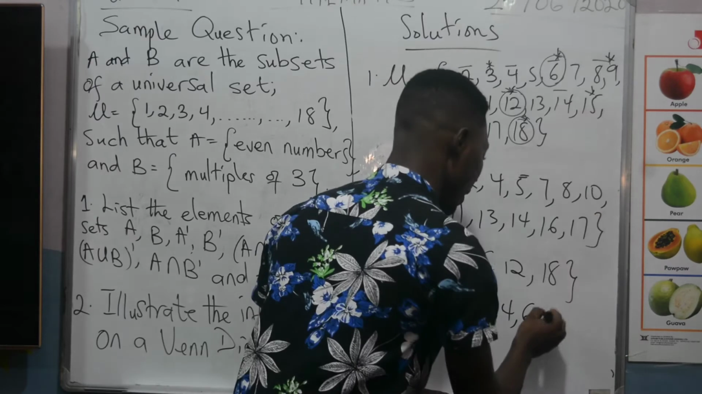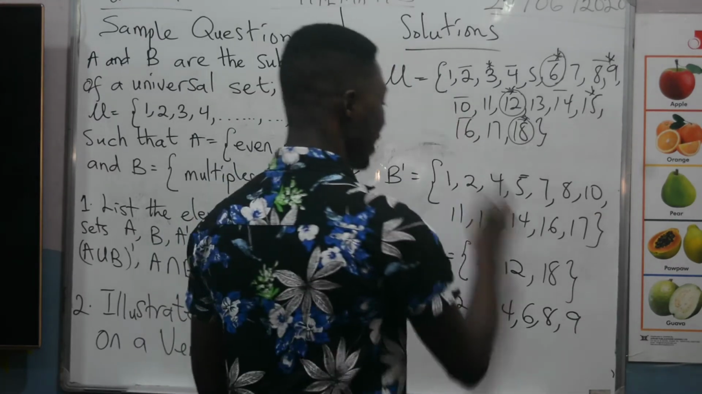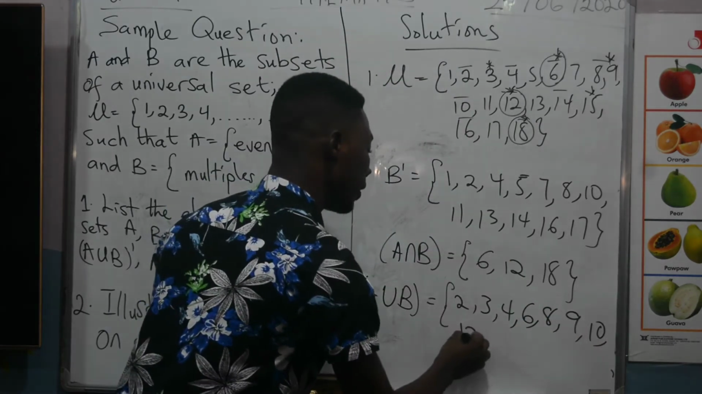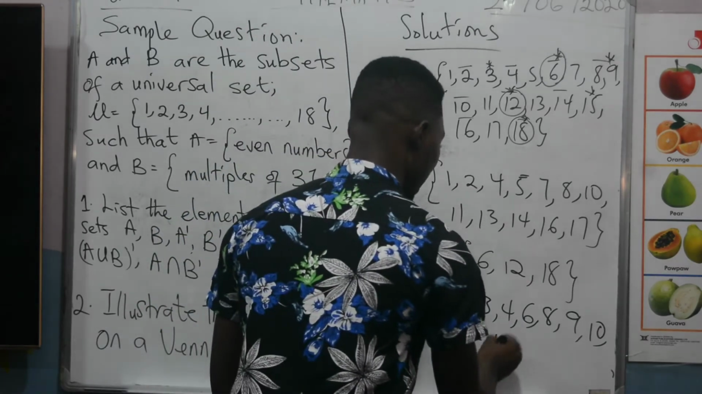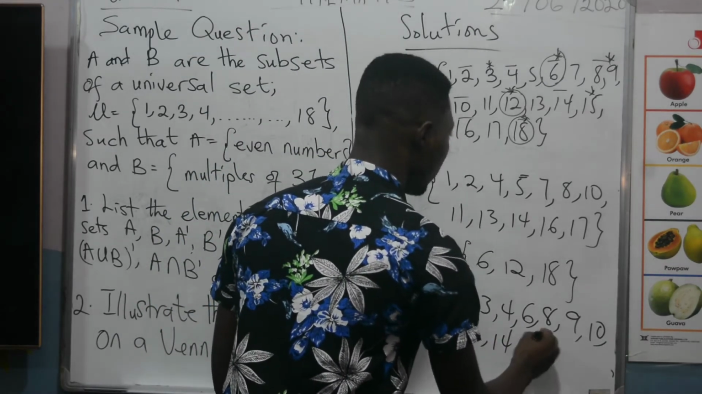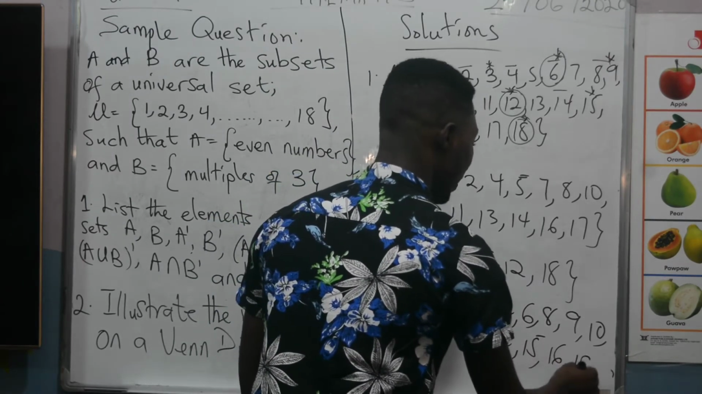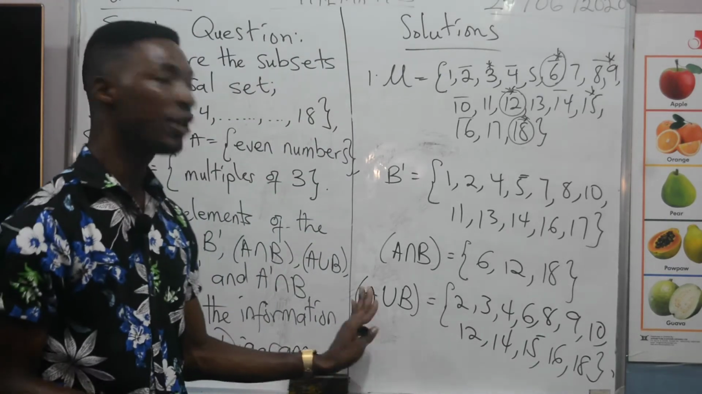8 belongs to A, and 9 belongs to B. 10 belongs to A. 12 belongs to B, at the same time A. We have 14 in A, 15 in B. We have 16 in A and 18 in A and B. So this set is called A union B.